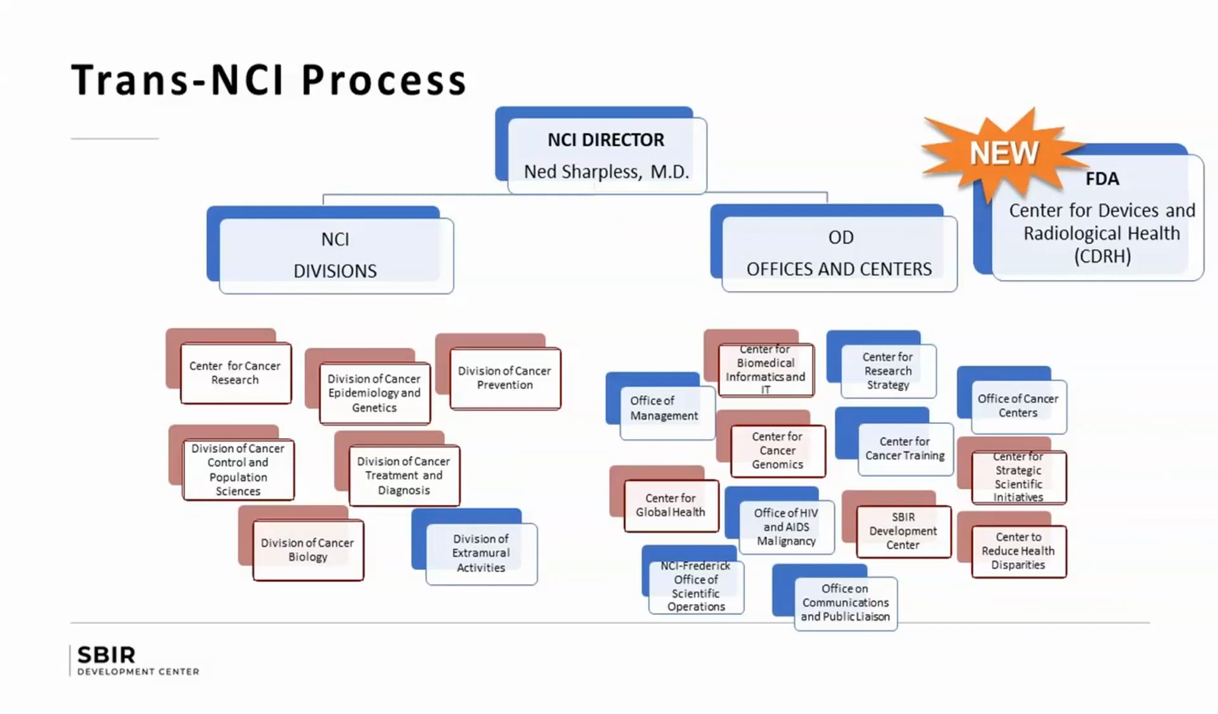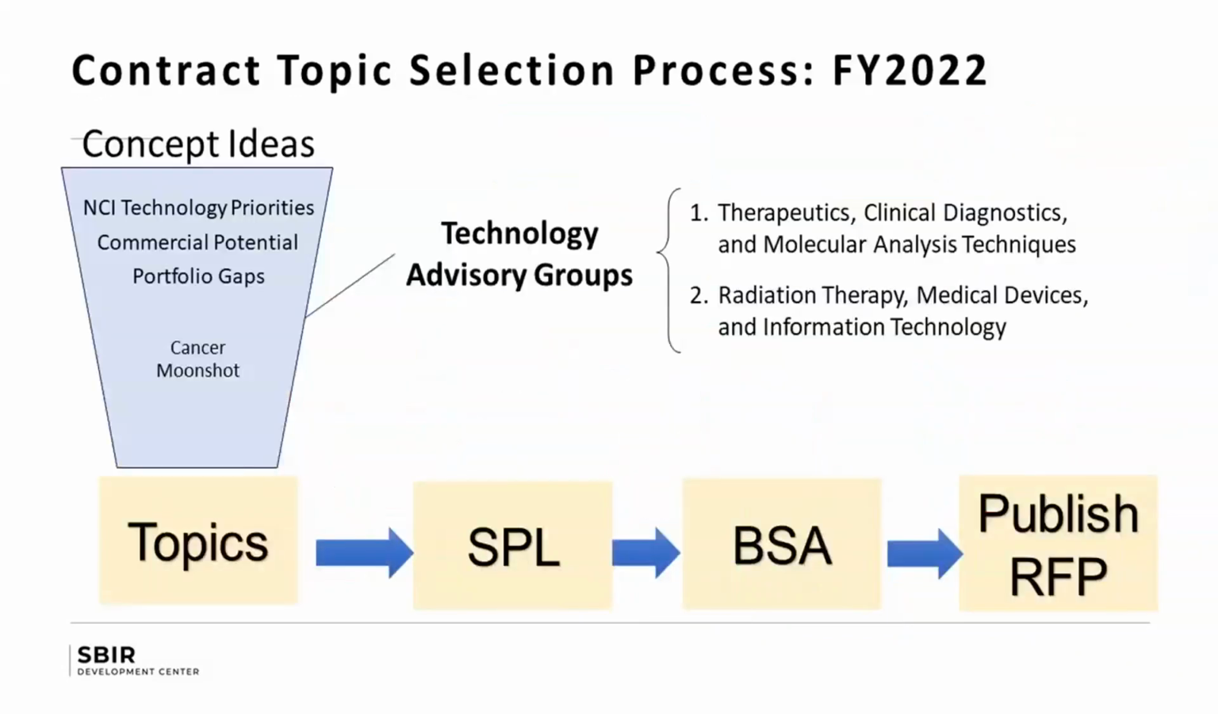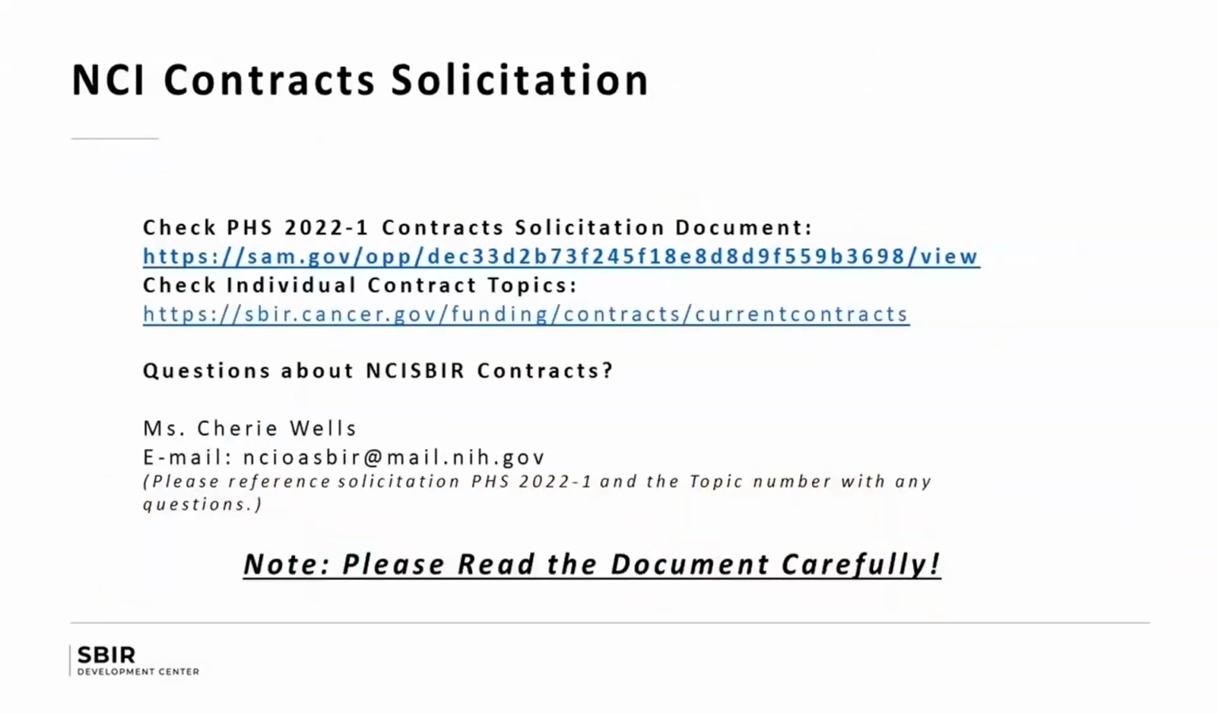These ideas go through a rigorous process of review at various levels, such as at program level, at scientific leaders level, at Moonshot Committee, even at the Board of Scientific Advisors for NCI. Here, these ideas are scrutinized for their scientific merit, for the needs of the community, for the needs of the NCI portfolio, and finally, their potential for commercialization. This led to publication of 16 contract topics for NCI for the fiscal year of FY2022.